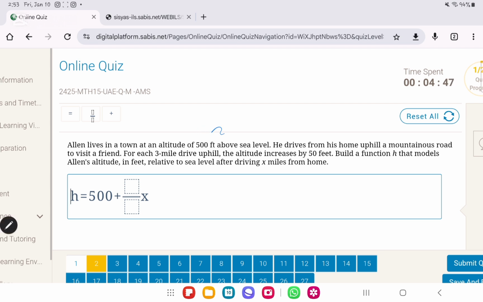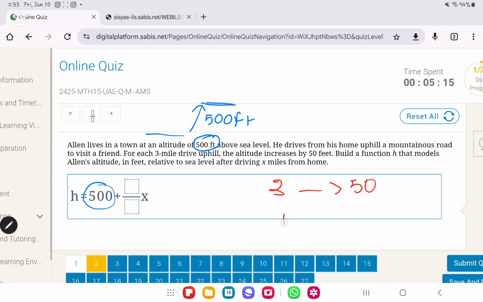Very simply, we have a fixed altitude. So this is sea level. This is where Alan lives, which is a fixed altitude of 500 feet. Since it is the fixed altitude, we are going to put it as 500. It's going to be our constant. Now, he is driving for each 3 miles, 50 feet. That means for each 1 mile, he is driving 50 divided by 3 feet. Or, in other terms, if he is driving x miles, that means he is driving 50 divided by 3 multiplied by x.